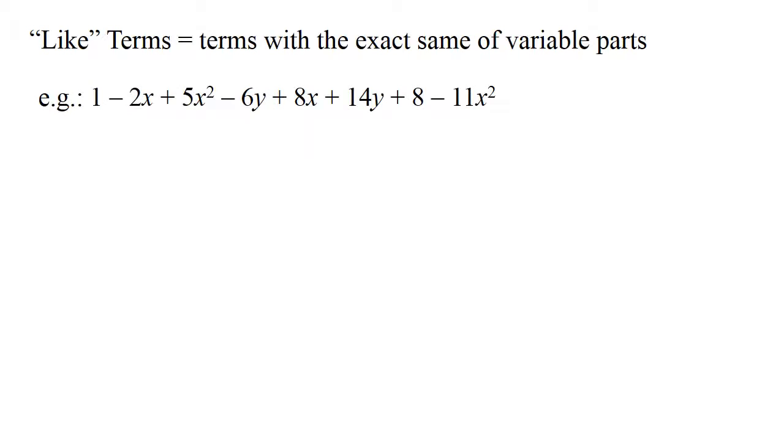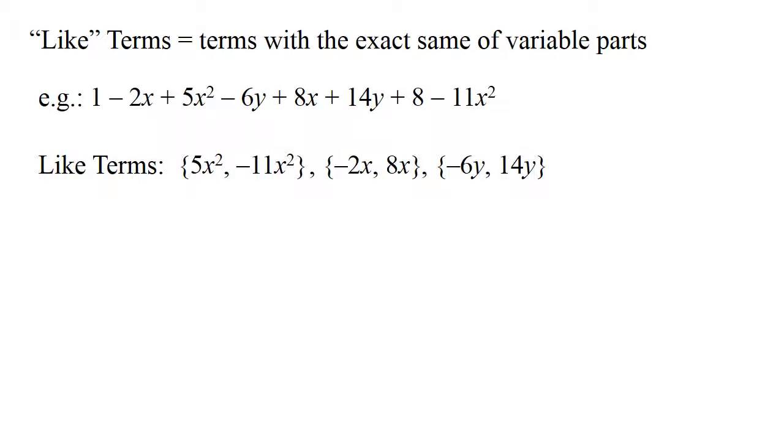So let's say we had this expression, 1 minus 2x plus 5x squared minus 6y plus 8x plus 14y plus 8 minus 11x squared. And we wanted to know, okay, who are the like terms? Which terms are alike? And so two like terms are positive 5x squared and negative 11x squared. Remember, the sign goes with the term. So if it's a negative, or if it's a minus, that just means the term is negative. You're always adding terms. Some other terms, negative 2x and positive 8x are like terms. Negative 6y and positive 14y, those are like terms.